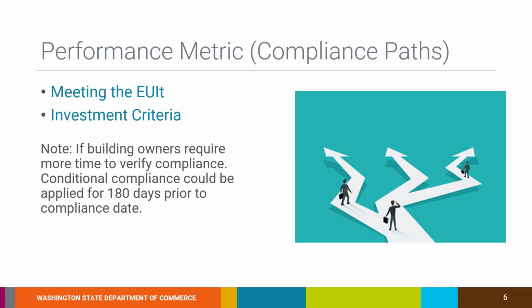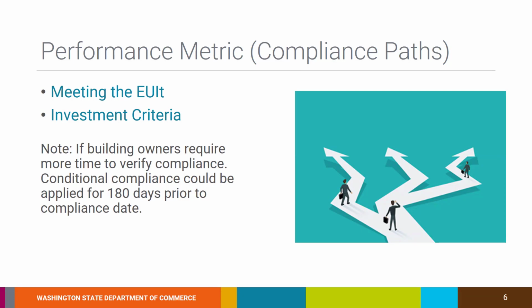The Clean Buildings Performance Standard is a performance-based standard. In addition to implementation of an energy management plan and an operations and maintenance program, compliance with the Clean Buildings Performance Standard requires all covered commercial buildings meet the energy use intensity target, EUIT, or the investment criteria performance metric by the compliance dates noted in the previous slide. Full compliance through either of these performance metrics is not likely by the scheduled compliance date.